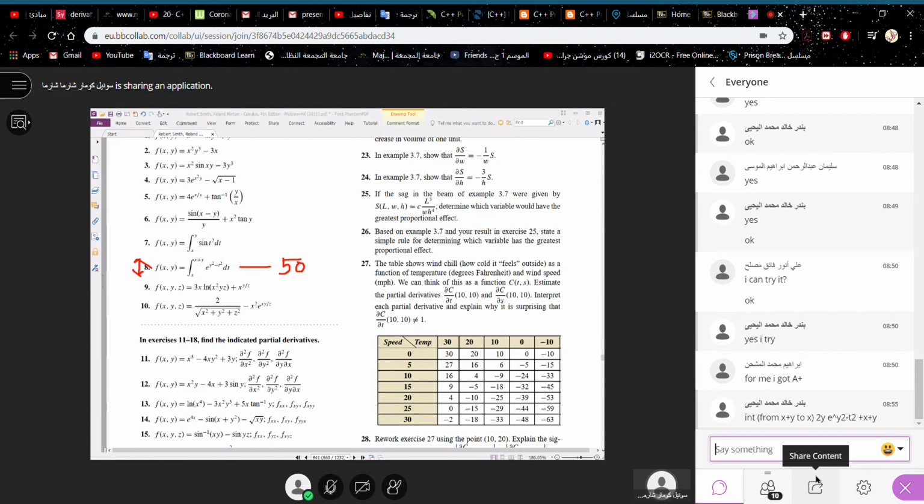e to the power y square plus 2 plus y square minus t square plus x plus y.